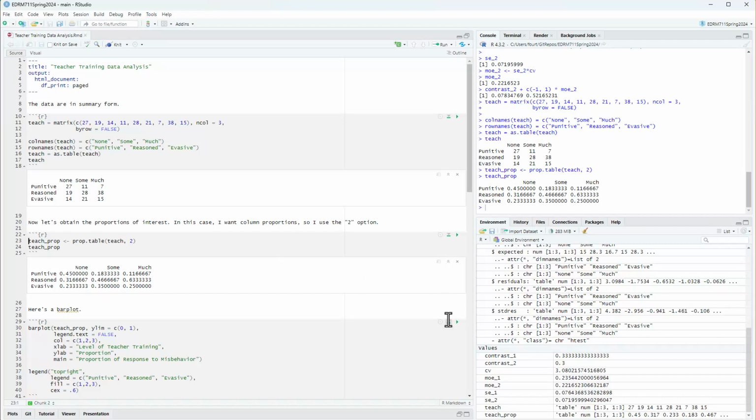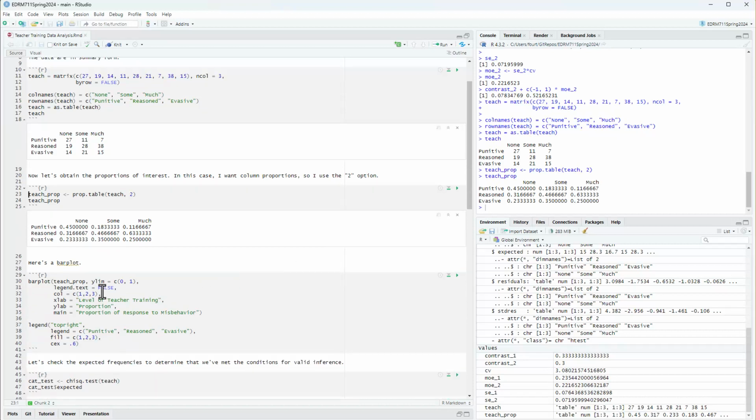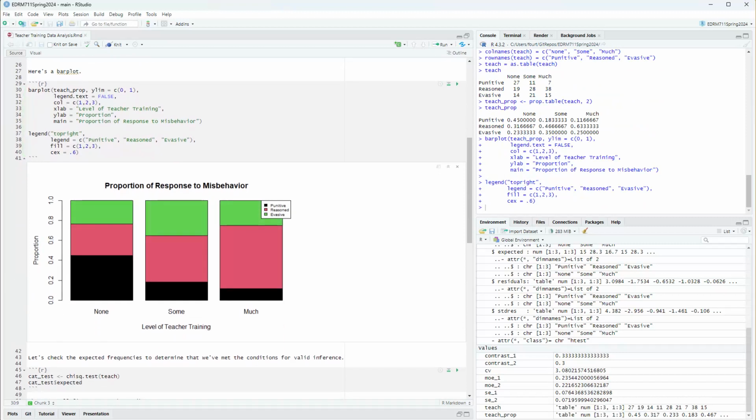Let's look at this as a picture. I normally look at pictures first and then the statistics, but notice that we need it to actually calculate that teach prop object. We needed to calculate those descriptive statistics before we could actually create the bar plot. So that's why I'm looking at it the other way around. Although if I was writing a report, I might put the bar plot first and then these descriptive statistics. Here's the bar plot.